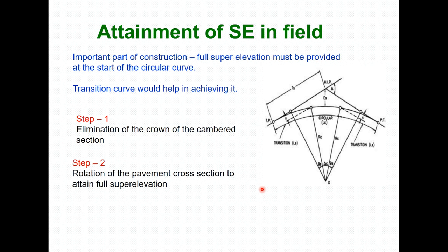After you design superelevation, the next step is how to attain this in the field. Introduction of superelevation on a horizontal curve in the field is an important part of construction. The full superelevation must be provided at the start of the circular curve, and this transition length helps in achieving it. This superelevation is provided in two steps. The first step is to eliminate the crown of the cambered section, and the second step is to rotate the pavement cross section to attain full superelevation.